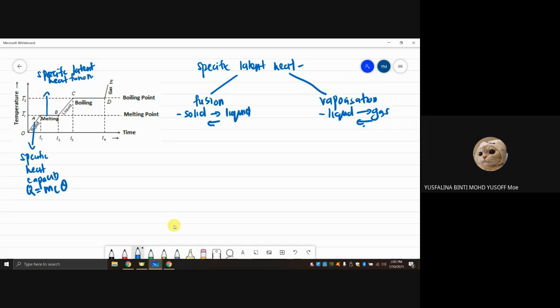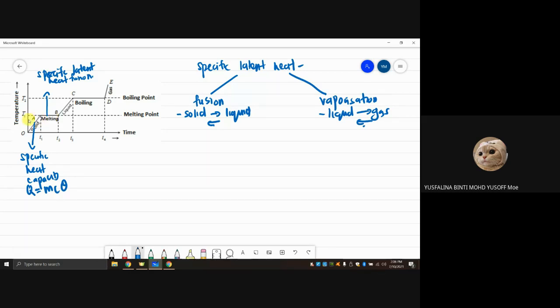For this one, this is the specific latent heat of fusion. You can see there is no change in temperature here. So if the question asks why the temperature does not increase when the ice is melting, what should your answer be? Why is there no change in temperature even though you keep giving heat energy to the substance? Because the heat is required to break the bond.